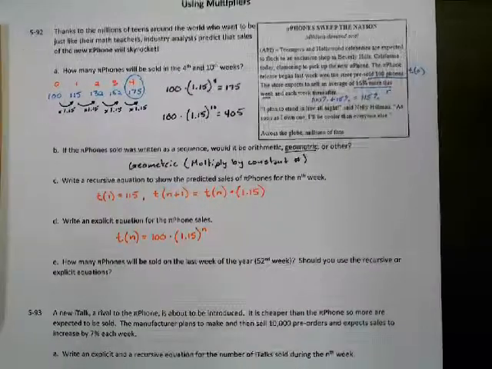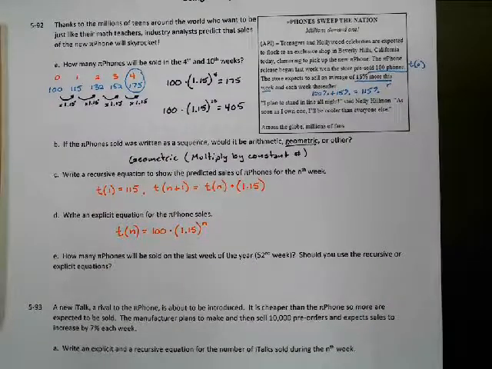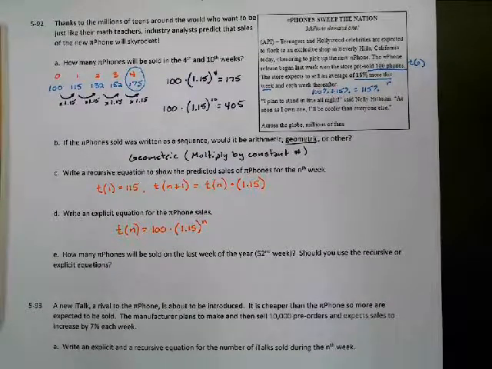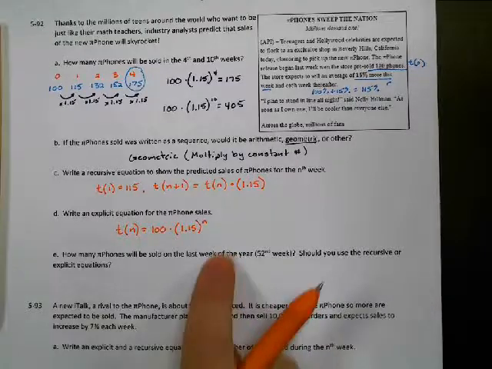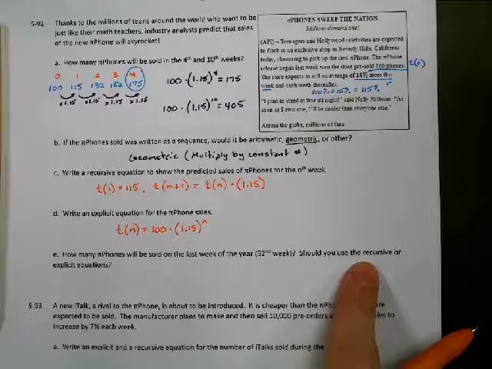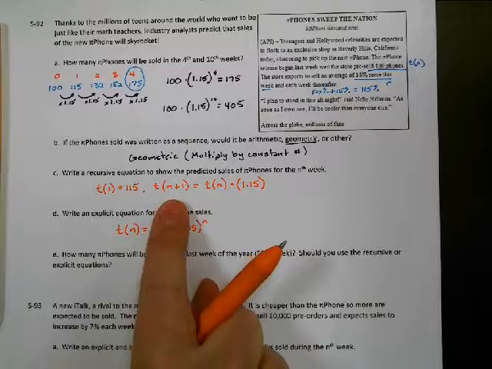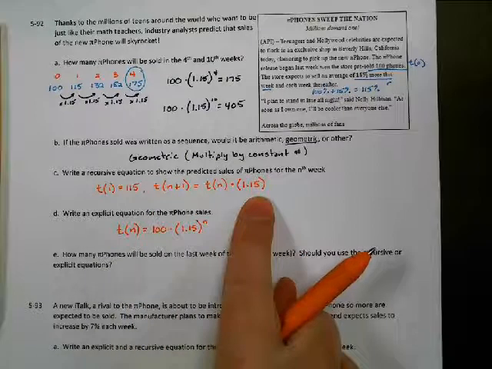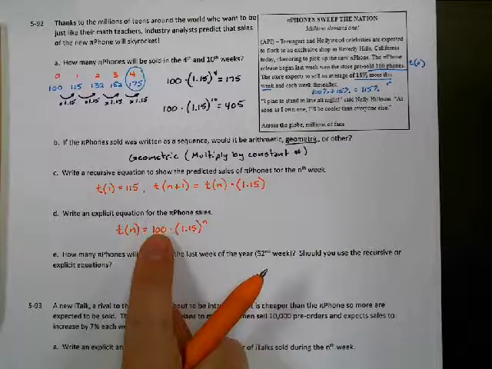How many Pi phones will be sold on the last week of the year? The 52nd week, because there's 52 weeks in a year. Should we use the recursive or explicit equations? Let's think about this. Do I want to find all 52 weeks, or do I want to just jump to the week that I want to? We want to jump to the week we want to.